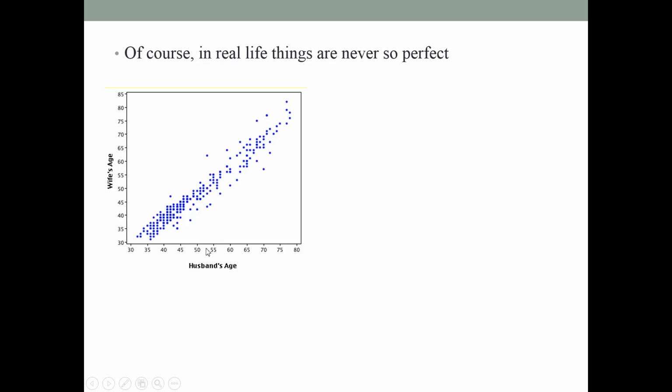Now, of course, real life things are never so perfect, right? So I think this is real data. Husband's age versus wife's age. This tells us that the older the husbands, most likely the wives are older as well. Of course, we see some different examples, right? A husband marries a very, very young girl, like 40 years younger. I don't know, but those are exceptions. They don't happen very often. So you can see, this is almost like a straight line, right? It's a very strong correlation, 0.8 to 0.9.